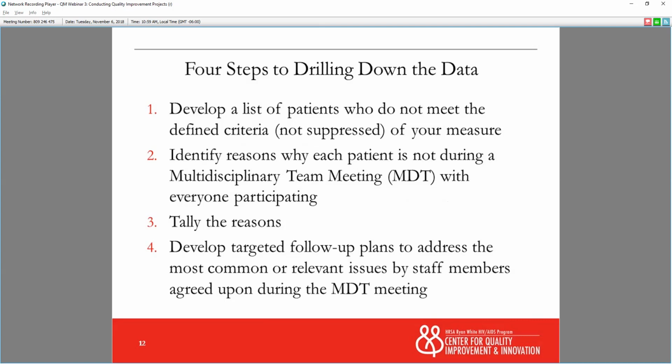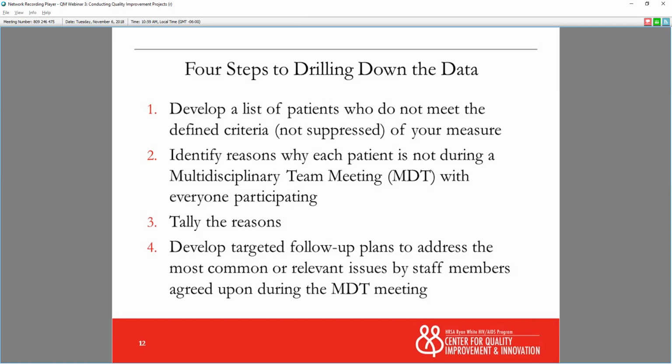There are tools available to help you do that. You can use a histogram in something like this, where you can kind of, I call it batching ideas. One of the graphs I did once was reasons why people don't follow up with their TB test, right? So it's not just numbers. It's numbers within categories and reasons. And then you want to tally the reasons. And then you want to develop targeted follow-up plans.